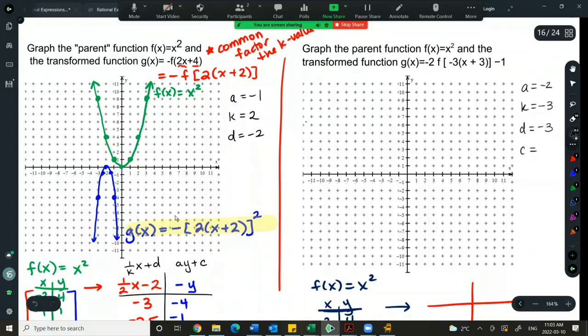Very good. Perfect. Okay. Did anybody get one of these two equations here from these? 1 over kx plus d, so reciprocal of k times x plus d. What would that look like?